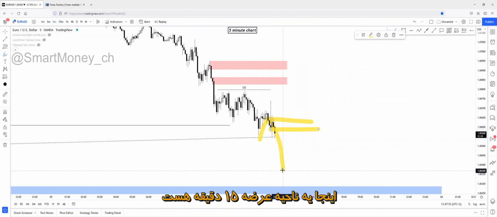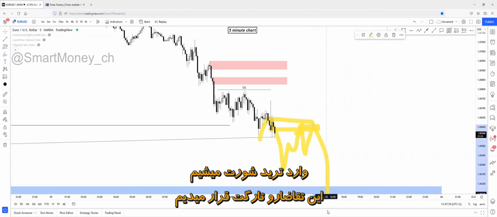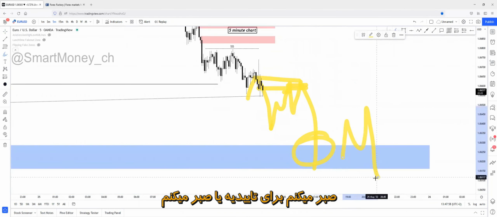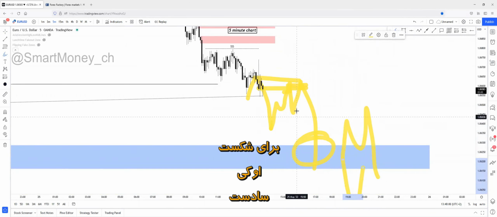Aha, there's a 15-minute supply zone. Aha, I will wait for a confirmation. Aha, I will enter in short trade. Aha, I will target this demand zone. Aha, this demand has been tapped. Wait for a confirmation or wait for a break. Aha, okay, simple. That's all.